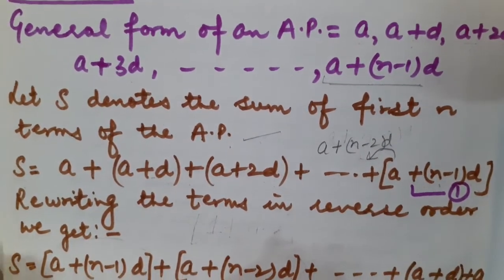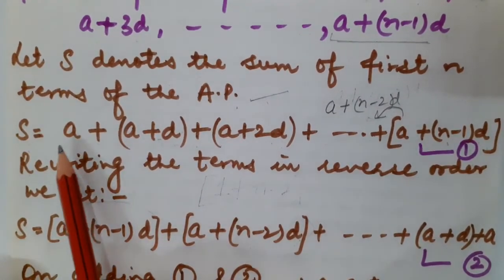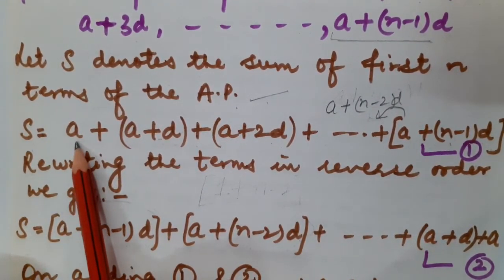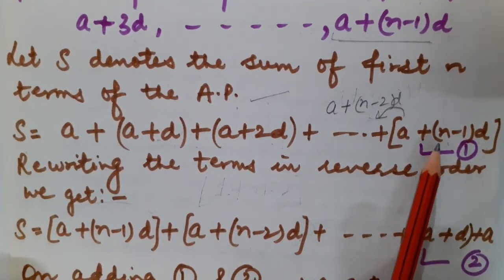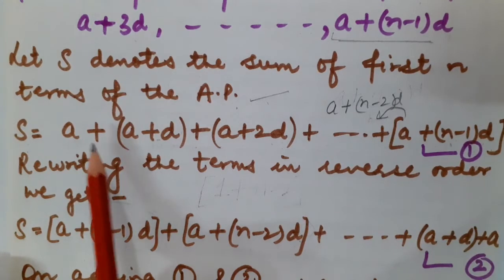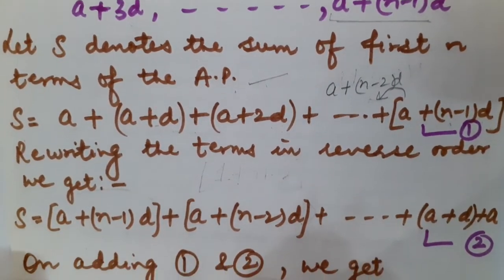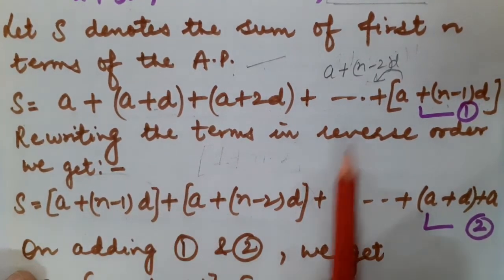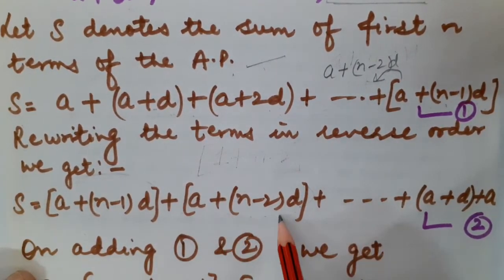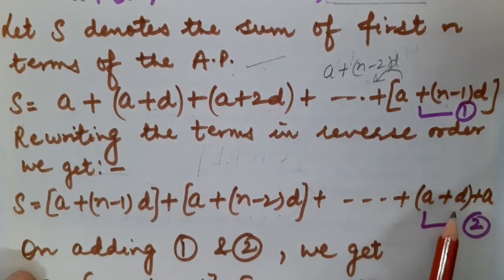Correct? Now rewriting these terms in the reverse order. As I am going to write it in the reverse order, it means whatever term was the last, that would become the first term, or whatever term was the first, that would become the last term. Correct? So it will be written A plus n minus 1 into D plus, this is A plus n minus 2 into D, and so on. Then A plus D, A plus A also.